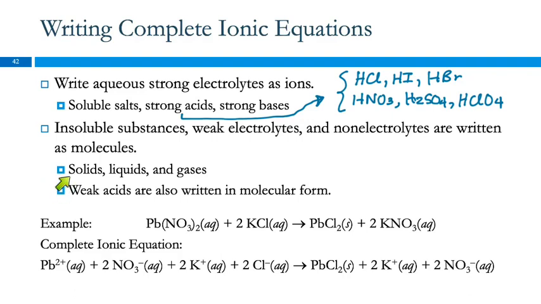So if you look at the state and you see solid, liquid, or gas, you do not separate it into ions. The only things that get separated have aq. Almost everything that's aq gets separated. The exception is weak acids. So you can do pretty well if you just separate everything that's aqueous. You'll get some wrong, but you'll get most of them correct. But if you want to really do it right, the weak acids don't get separated.